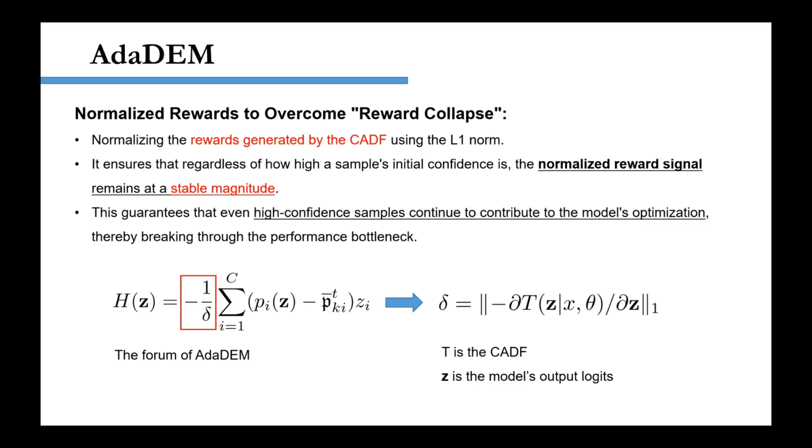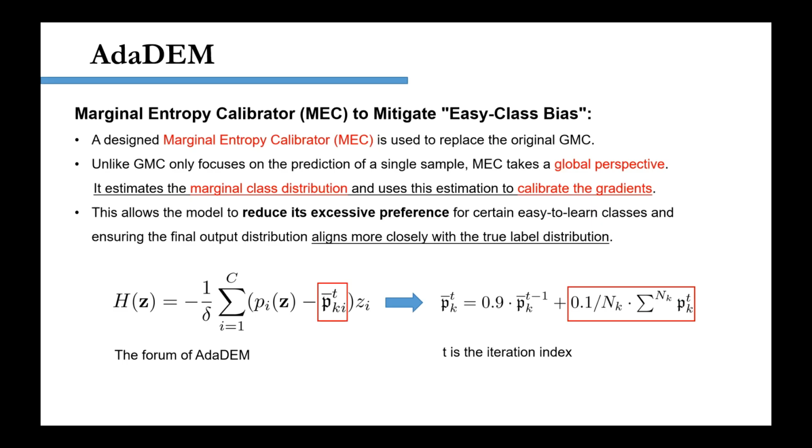To solve the reward collapse problem, ADA-DEM introduces a very simple yet effective strategy, normalizing the rewards generated by the CADF using the L1 norm. This operation ensures that regardless of how high a sample's initial confidence is, the normalized reward signal remains at a stable magnitude. This guarantees that even high-confidence samples continue to contribute to the model's optimization, thereby breaking through the performance bottleneck.